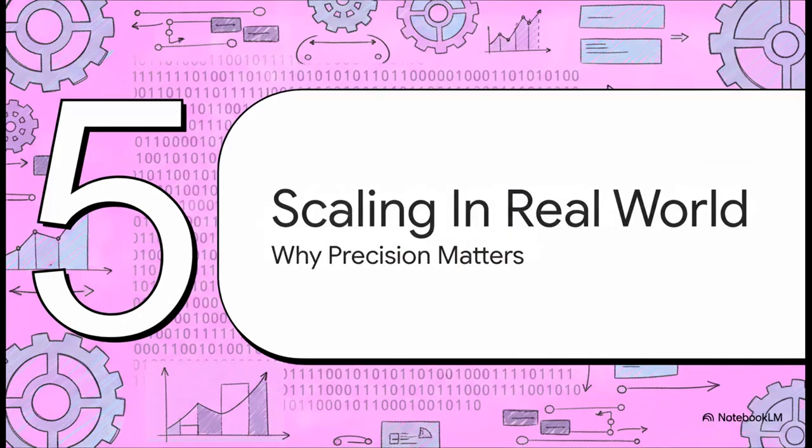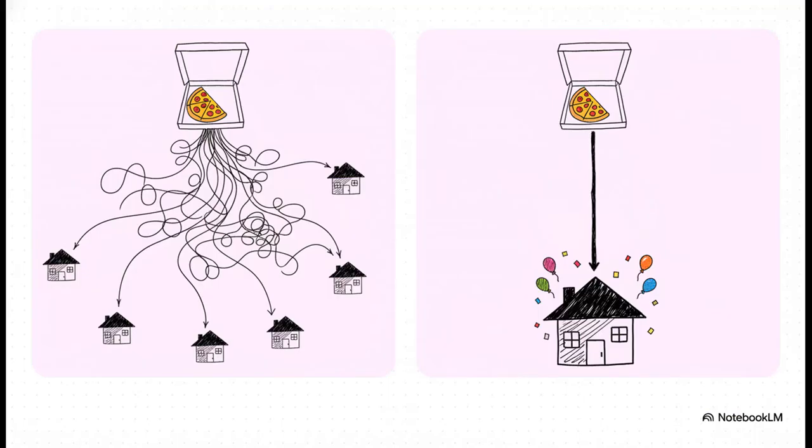All right, our final section, number 5, scaling in the real world. Let's talk about why precision really matters here. Think of algorithmic efficiency kind of like delivering pizzas. If you have high spatial dispersion, meaning you have to deliver to n different guests at n totally unique distant locations, your total travel time scales quadratically. That is your worst-case O of n squared scenario.